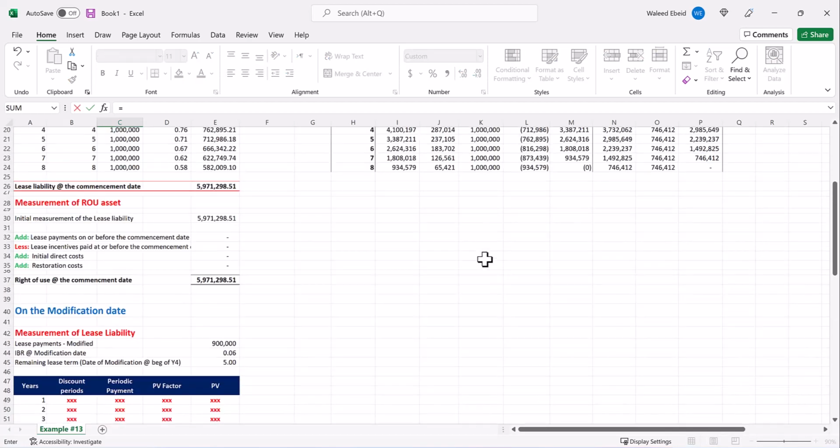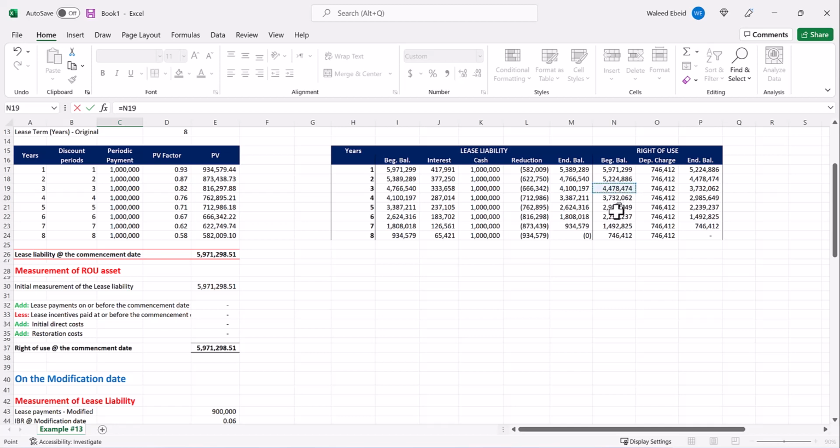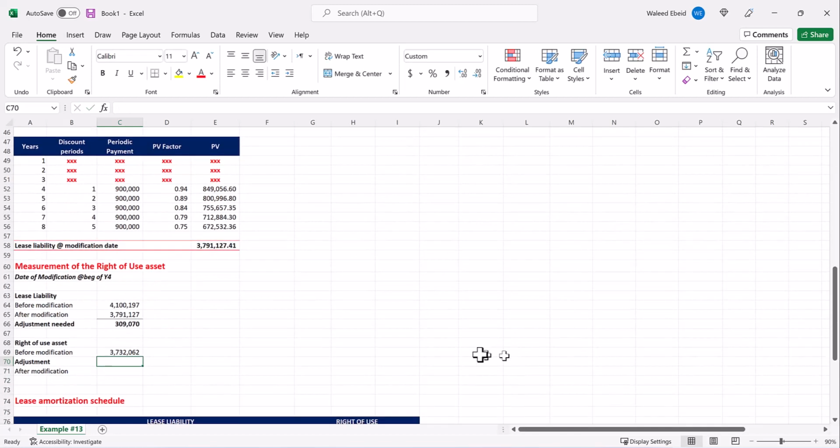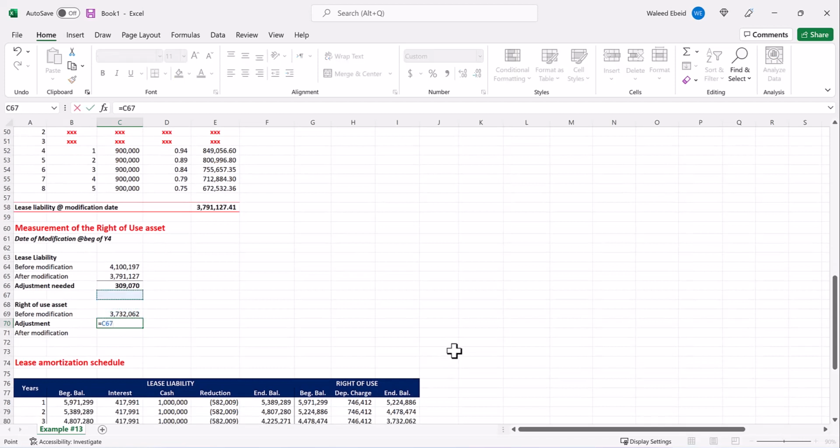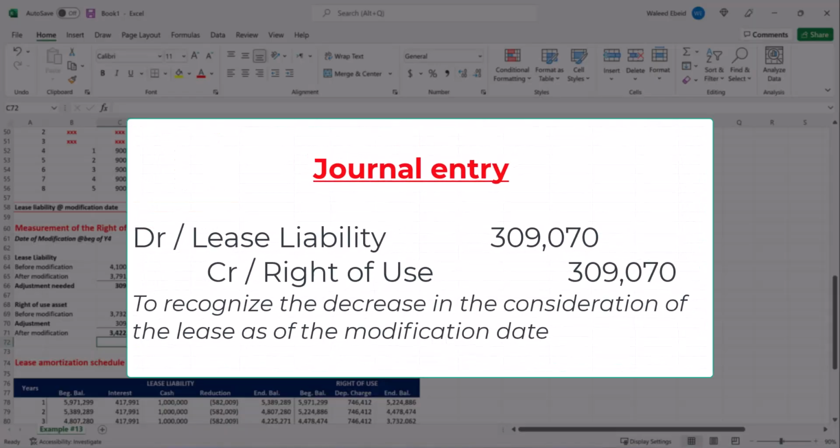This is the carrying amount of the right-of-use asset before modification at the end of year 3. And by crediting it with the same adjustment figure here, we get the revised carrying amount for the right-of-use asset at the date of modification. And this is the journal entry for that adjustment.